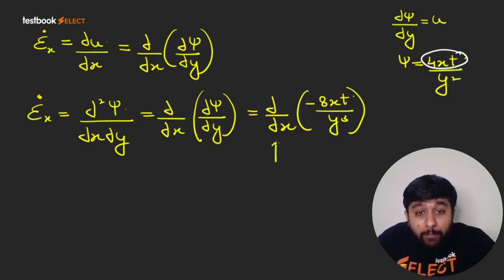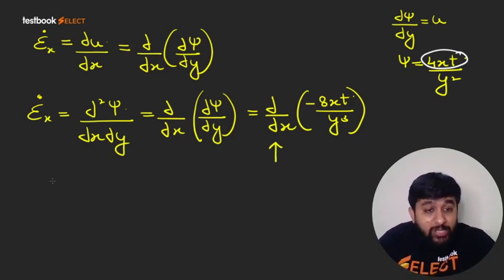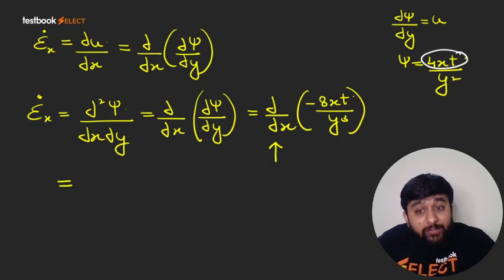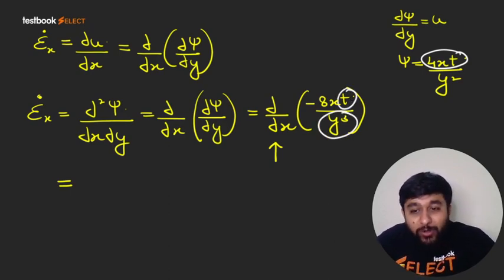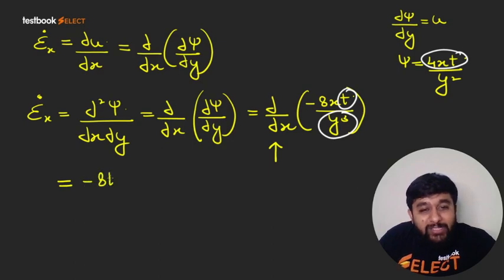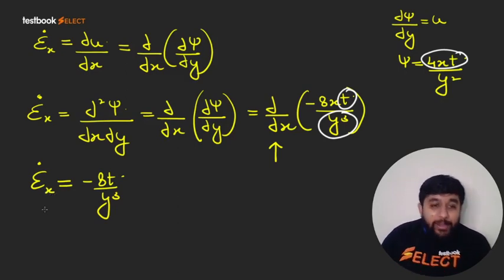Now we have to do a partial derivative with respect to x. When you do partial derivative with respect to x, y and time will be treated as constant. So the derivative is minus 8t by y cube. So this is the formula for rate of linear strain, right?